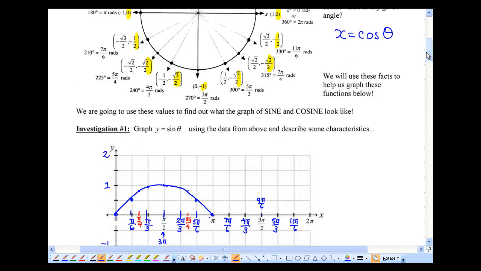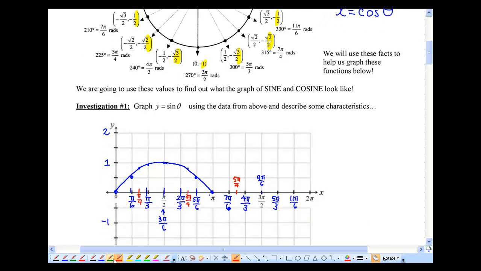Keep going now with values that are after pi. So I'm thinking 7 pi over 6 is negative 1/2. And then 5 pi over 4, so I guess this would be 5 pi over 4 right here. That would be negative root 2 over 2, so that's negative 0.7. Then the root 3 over 2, that's over here. And then at 3 pi over 2, we see the y value is negative 1.